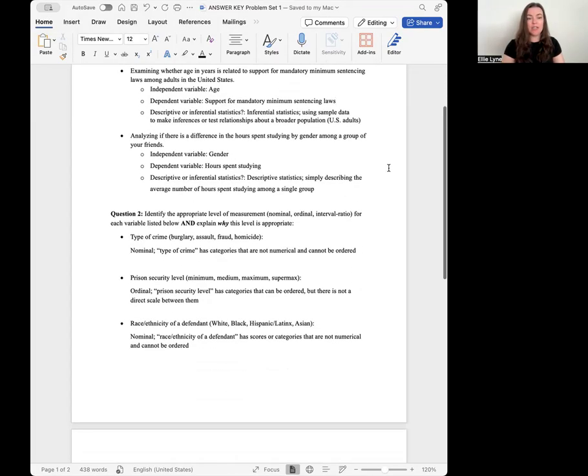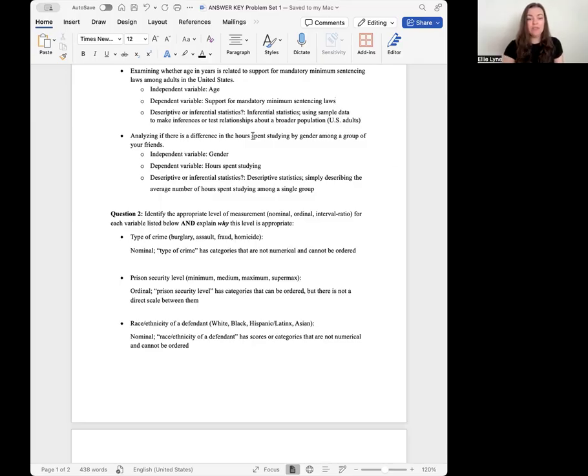Moving on to our second scenario here, analyzing if there is a difference in the hours spent studying by gender among a group of your friends. And so we can do that same exercise we just did with the first scenario. We need to first identify the two variables at play here. So let's go back to our example.